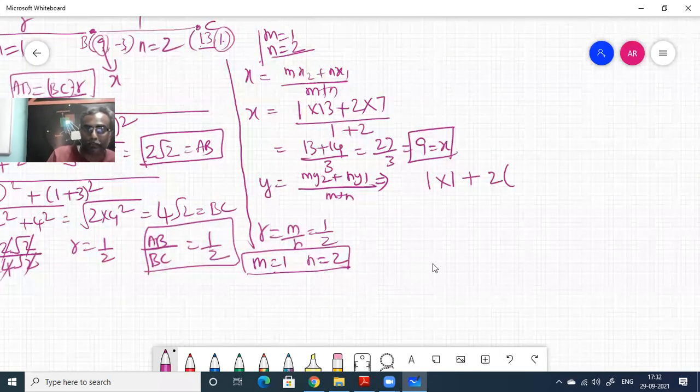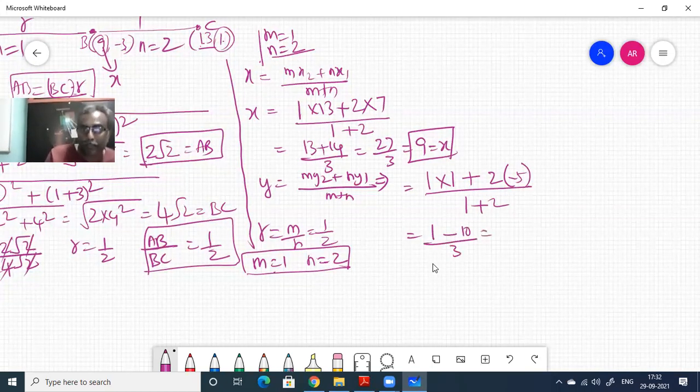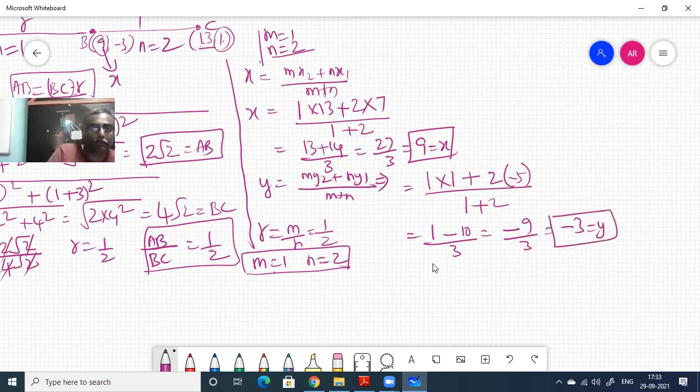2 into minus 5 divided by m plus n. 1 plus minus 10 divided by 3. It is minus 9 by 3, which is equal to minus 3, which is equal to y. What is y? You see, y is also minus 3. So this dividing point has x value equal to 9 and y value equal to minus 3.